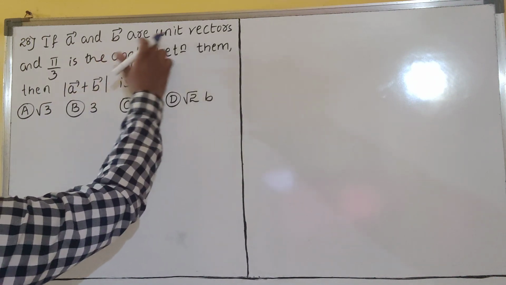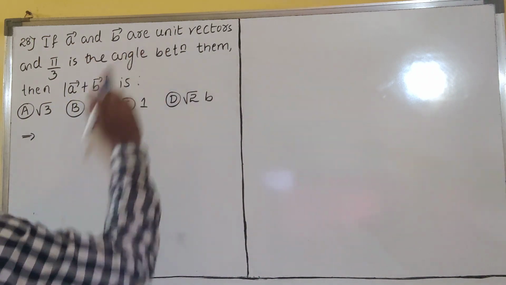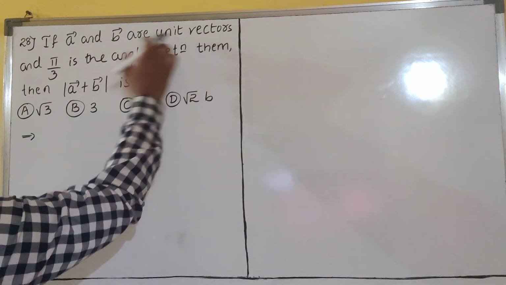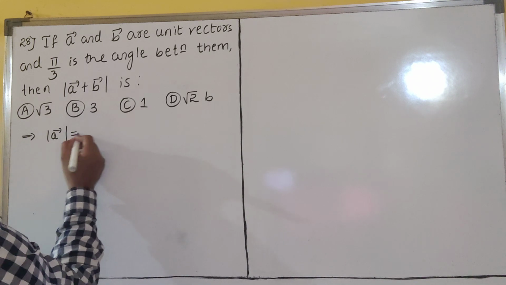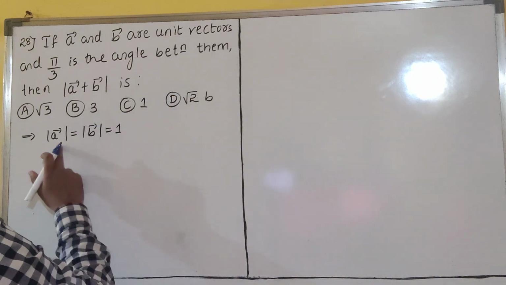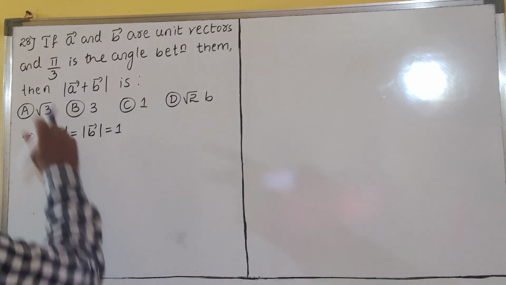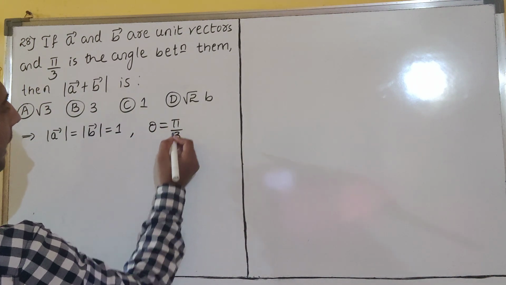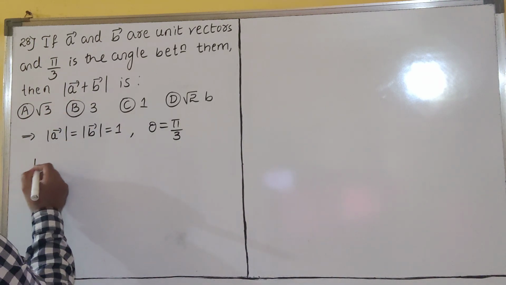Vector A and vector B are what? Unit vectors. If they are unit vectors, what is the magnitude? Unit vector means their magnitude is equal to 1, dear students. So look, angle is how much they are given? Angle is given as theta, that is pi by 3. Pi by 3 is nothing but 60 degrees. You know that. I have to find this one now.